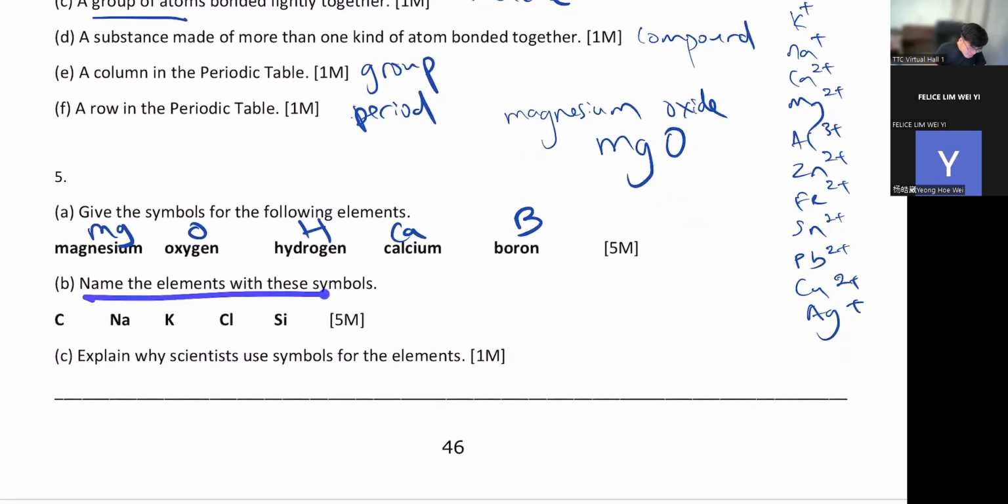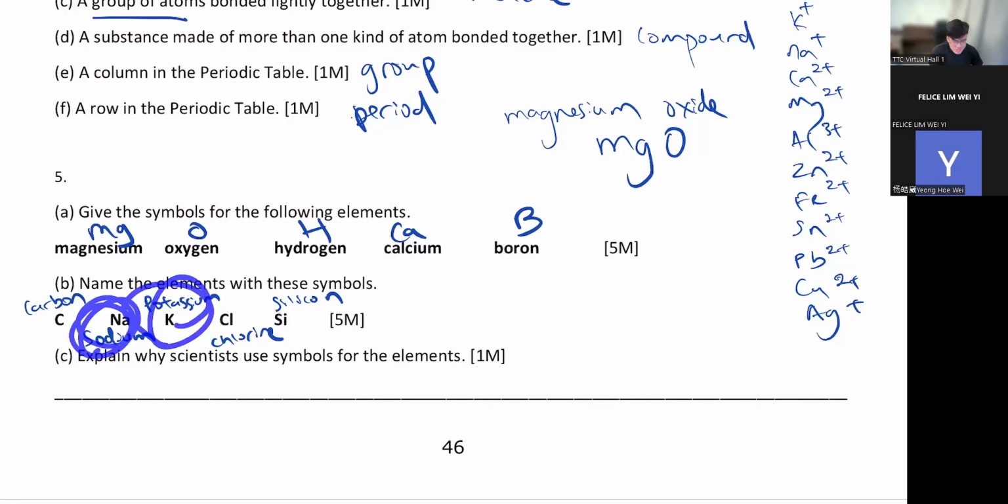Next year you know. So name the elements with this symbol. C is carbon. Na is sodium. K is potassium. Cl is chlorine. This is everything in your periodic table. Si is silicon. You might say, sir, why is the name different? Why is Na sodium? Why is K potassium?